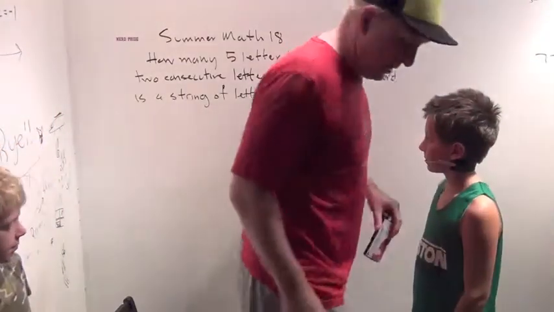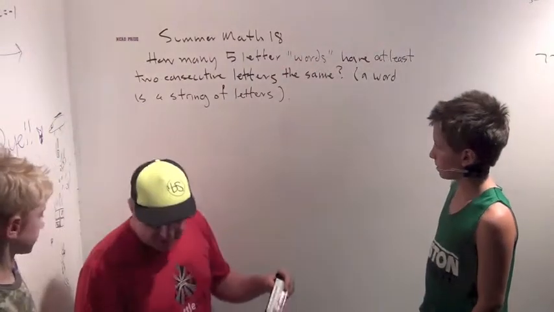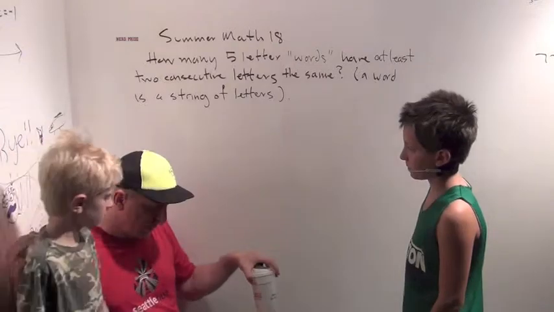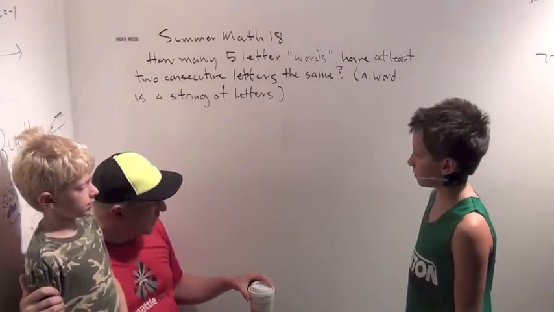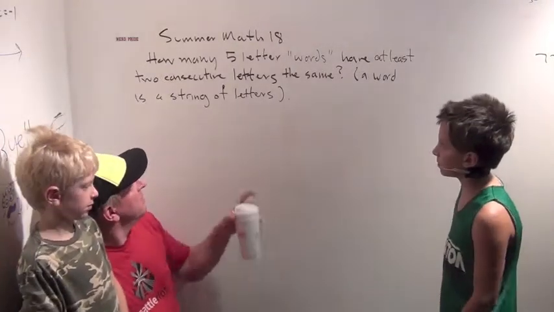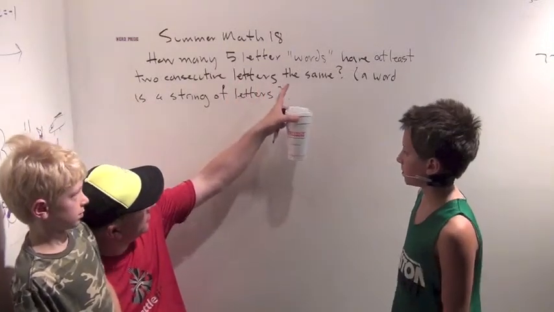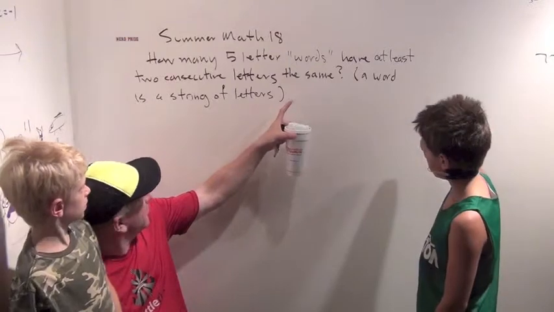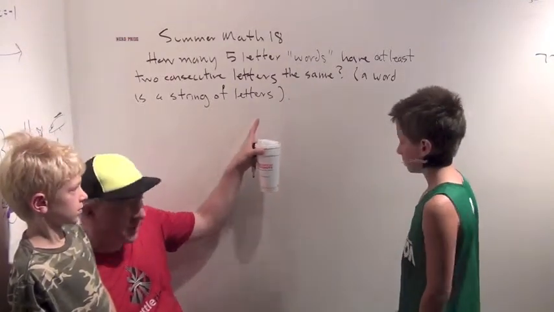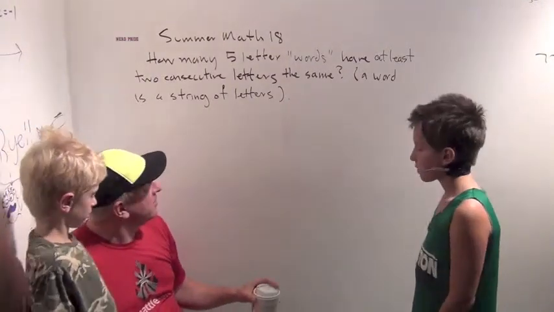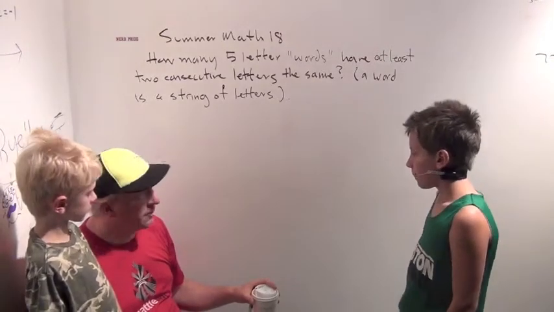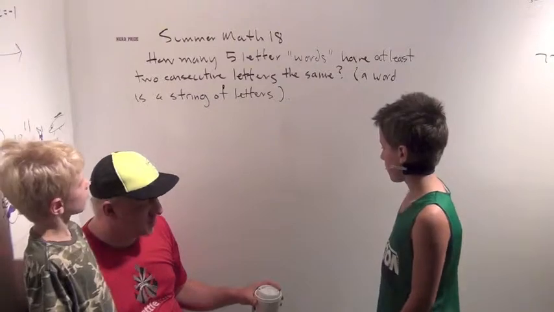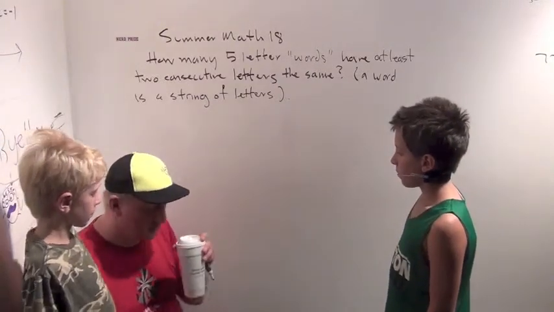SummerMath number 18. So we finished our last section in chapter 2 of our counting and probability book. I picked a problem out of the challenge problem section. The question is, how many 5-letter words have at least 2 consecutive letters the same? A word is a string of letters, in this case a string of 5 letters. So we're looking to count the words that have 2 consecutive letters being the same.